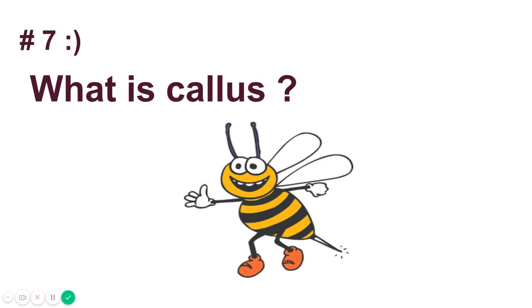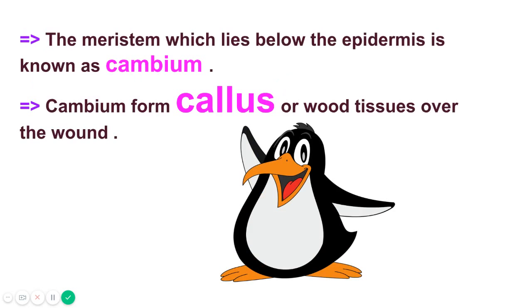Question number 7 is, what is callus? Students, the meristem which lies below the epidermis is known as cambium. It's known as cambium, and cambium forms callus or wood tissues over the wound.